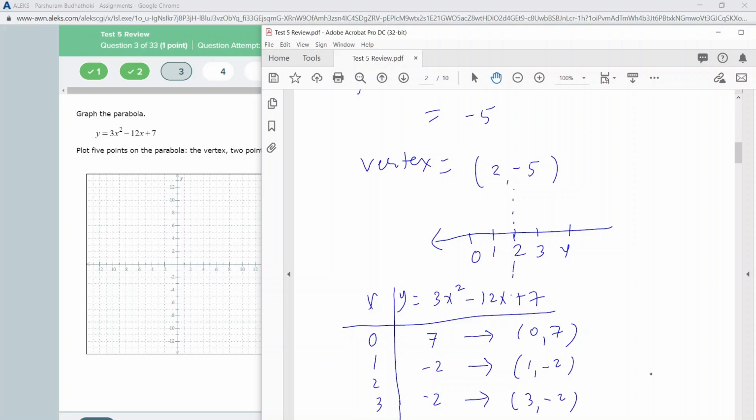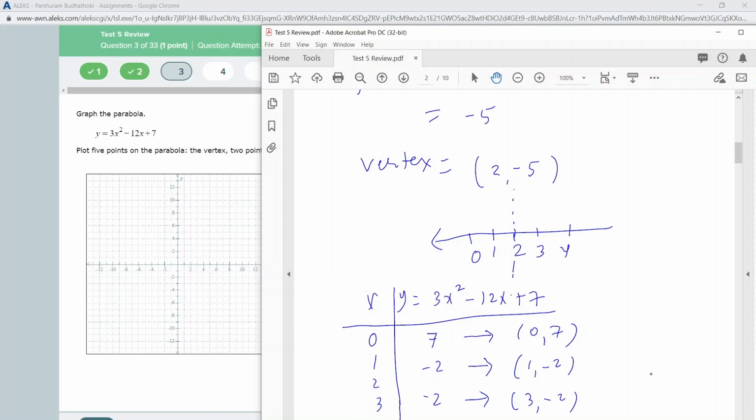If I put 4, then I'm going to choose, because this point will be symmetric to the (0, 7), so I'm going to get 7 here. (4, 7). So just plug x equal to 4 and do the calculation. It will be (4, 7). Okay, 16 times 3 is 48, minus 48 cancels out, and then the leftover would be 7.